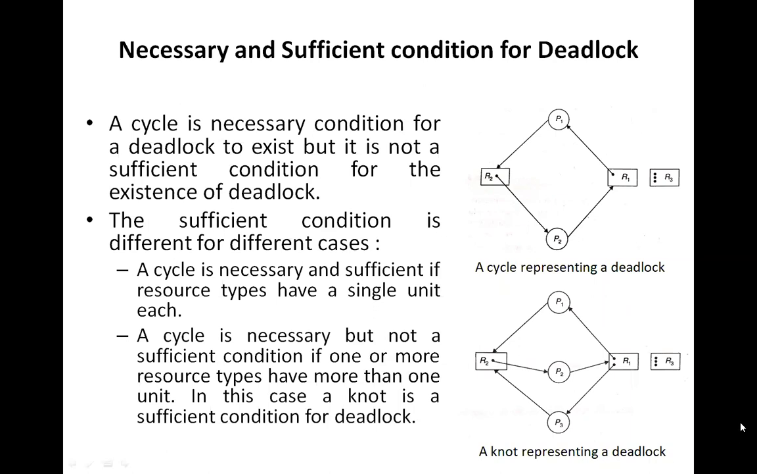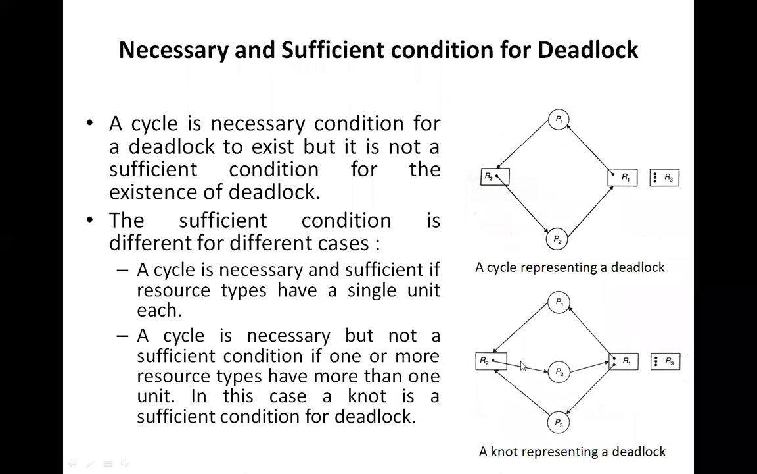So let us take the second example, in which now P1 is requesting R2 and it is already holding one unit of R1. P2 is requesting R1, and R2, which is having one unit, is already allocated to P2. P3 is requesting R2, and one of the units of R1 is already assigned to P3. Now, if this graph is having more than one cycle and creating a knot, then this will be a deadlock situation. See, what are those cycles?